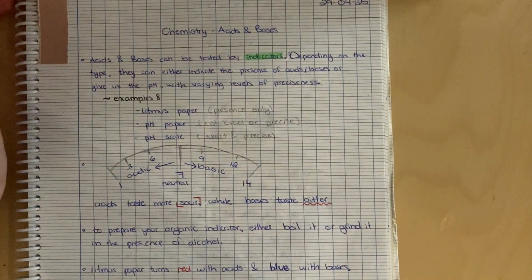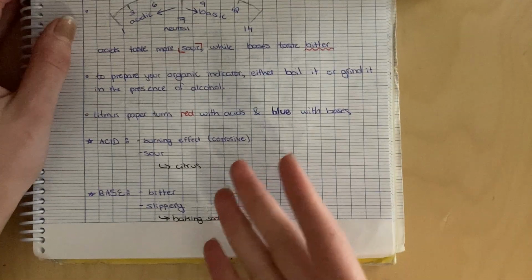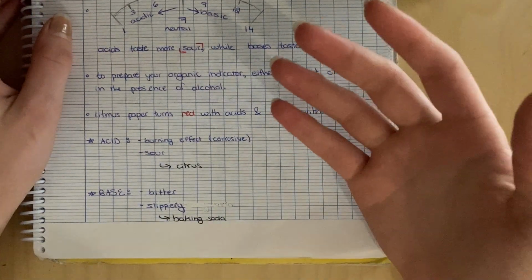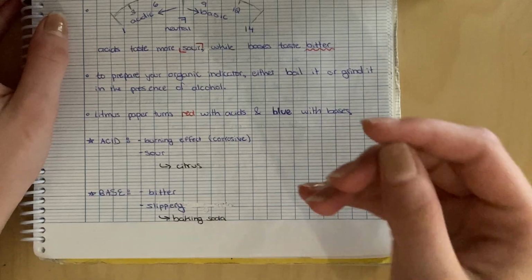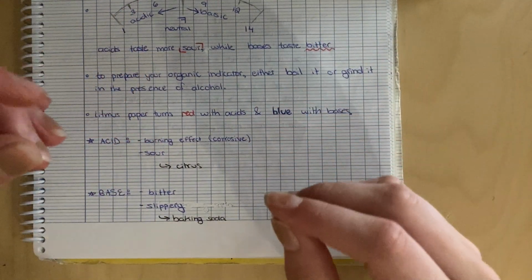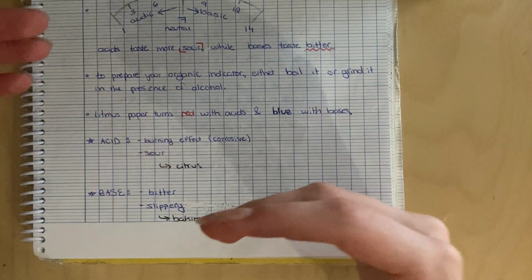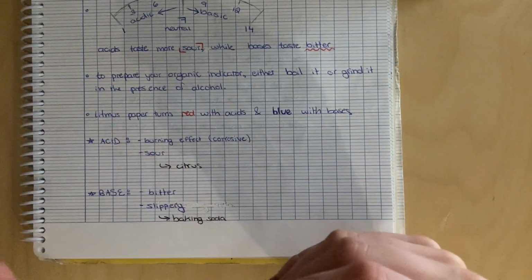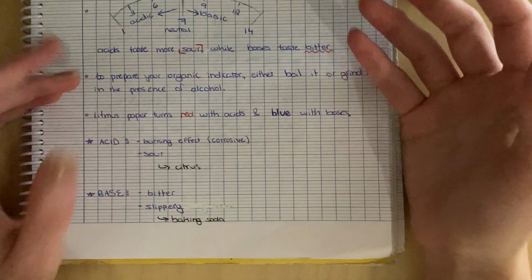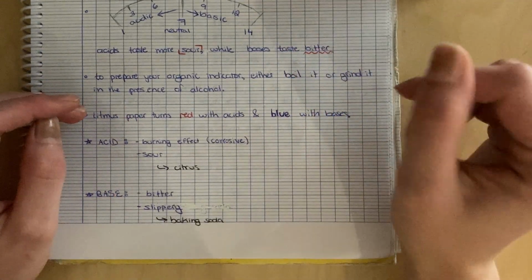So an important thing to note about the difference between acids and bases is that acids, first of all, are corrosive. If you put them onto metal or something like that, they'll burn them. They're also sour. An example of this is citrus. Lemon is sour, it's an acid. Bases, on the other hand, are bitter, and they're slippery. Good example of this, baking soda.